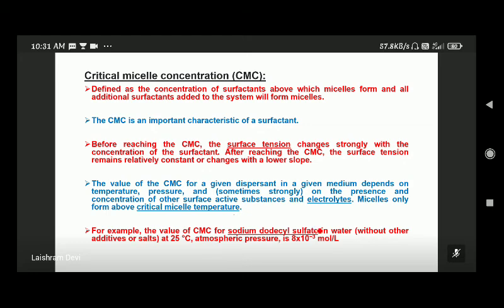Okay? And for example, देखो मैंने बताया ना CMC is an important characteristic of a surfactant. इसका मतलब है कि हर एक surfactant, every surfactant will have a different value of CMC. ठीक है? So ये sodium dodecyl sulfate जो है, it is a very common surfactant और इसका CMC जो है at 25 degrees Celsius and atmospheric pressure, this value is 8 into 10 to the minus 3 moles per liter. ठीक है? So I'm just giving an example to justify that CMC is an important characteristic of a surfactant, and it depends on temperature also, it depends on pressure also, right?